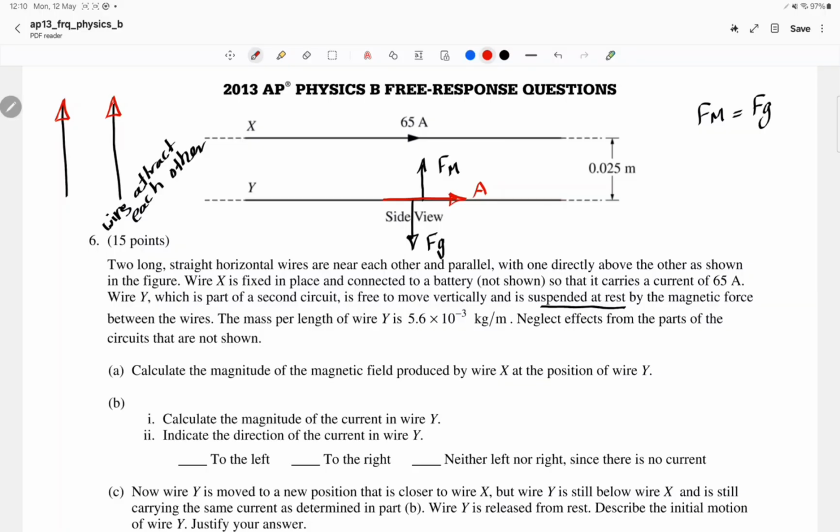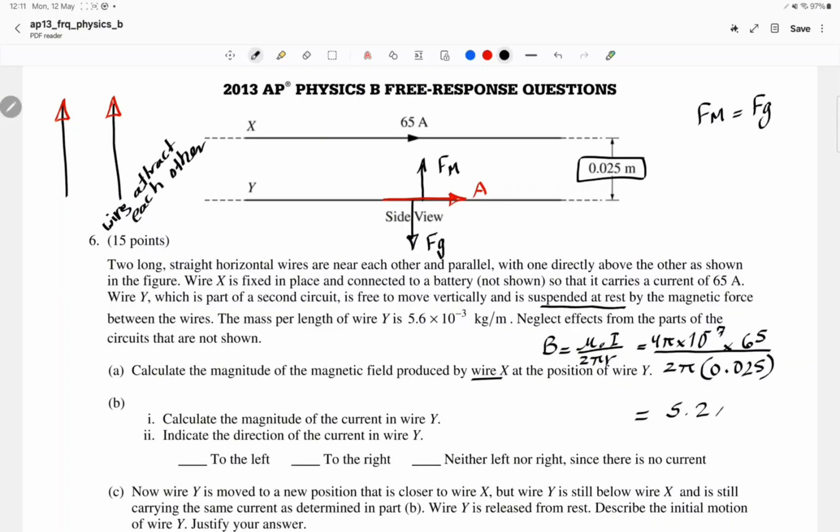A says, calculate the magnitude of the magnetic field produced by wire X at the position of wire Y. You should know that the equation for the magnetic field caused by a wire is equal to mu I over 2 pi r. Mu is 4 pi times 10 to the power of negative 7, and I is the current of wire X, which is 65 amperes. 2 pi r, r being the distance between them, which is 0.025. Let's see how much that is. And I got 5.2 times 10 to the power of negative 4 Tesla.